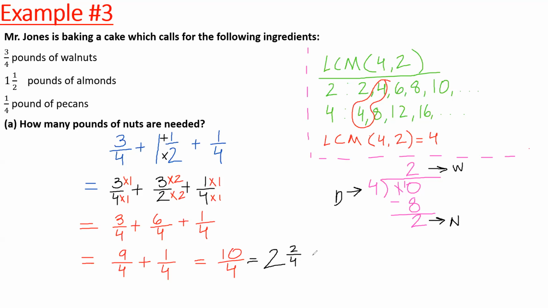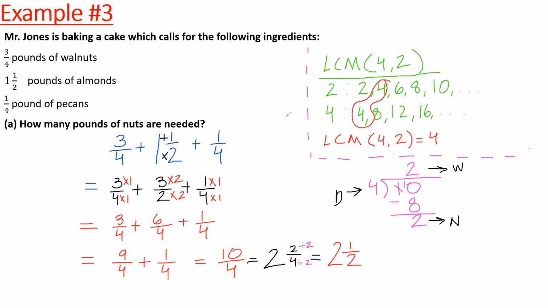Are we done, or do we still have more to do? We can simplify it. 2 divided by 2 is 1, and 4 divided by 2 is 2. So our answer is going to be 2 and 1 over 2. And so that means the pounds needed for this cake is going to be 2 and 1 over 2.